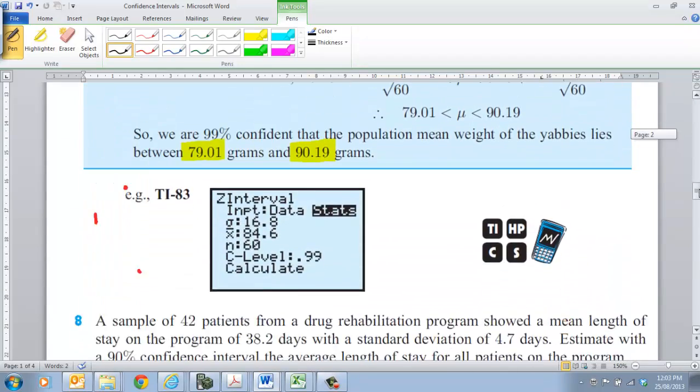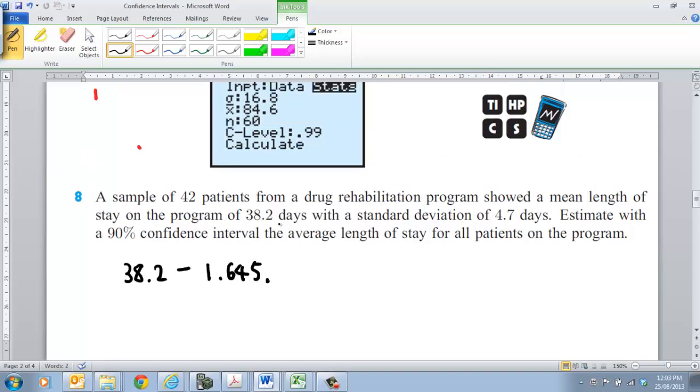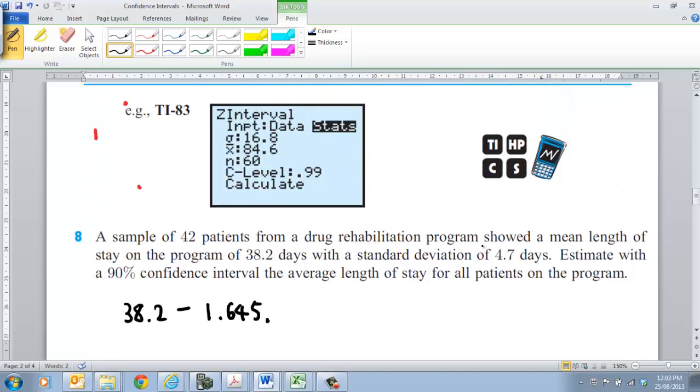So I'm going to write that in there, 1.645. My standard deviation is going to be what they've given me, so my standard deviation is 4.7 divided by the square root of the number of patients, which is 42. You might as well just do that in the bracket. And that means that my mean lies somewhere between there. So my mean is in fact somewhere in there, and it's a sample mean.